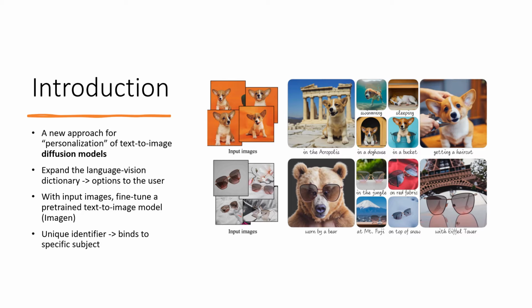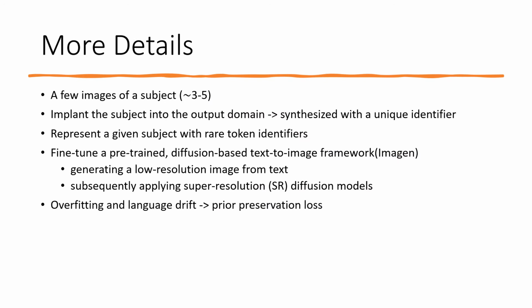In this paper, they present a new approach for personalization of text-to-image diffusion models. Also, one of the objectives is to expand the language-vision dictionary of the model to create more specific options for the user. With the input images, they fine-tune a pre-trained text-to-image model such that it learns to bind a unique identifier with that specific subject. To give more information about the implementation, given as input just a few images of a subject, a unique identifier is synthesized, implanting the subject into the output model.